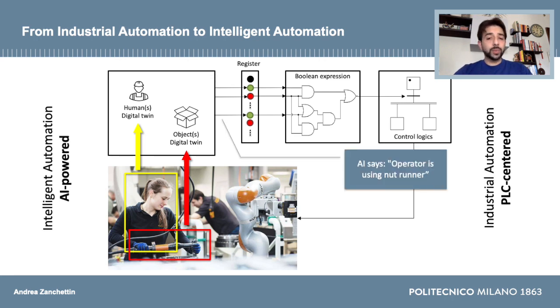In this example, the artificial intelligence is responsible for saying that at this current moment, the operator is using a nut runner. That situation can be simply considered as an additional signal that is now coming from the artificial intelligence rather than from a hardware device on the field.